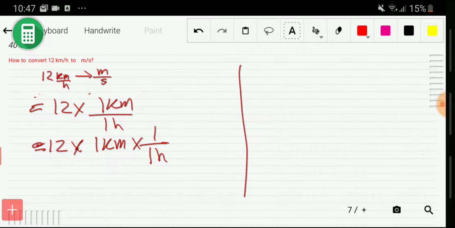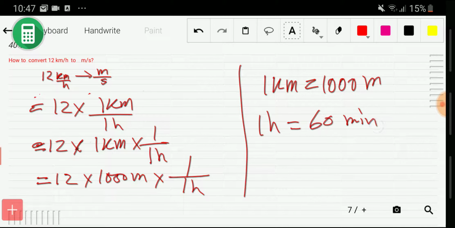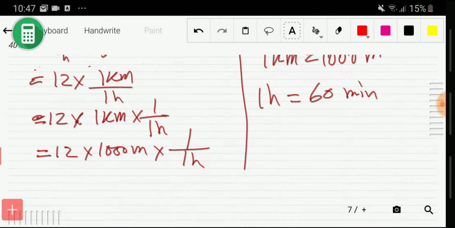So we know that 1 kilometer is equal to 1000 meter. So let me put the value of 1 kilometer from this basic equivalence: 1000 meter times 1 by 1 hour. Now we have to search for the relationship between hour and second, but unfortunately there is no direct relationship between hour and second. But we have the relationship of hour with minute: 1 hour is equal to 60 minutes. So let me put the value of 1 hour here.